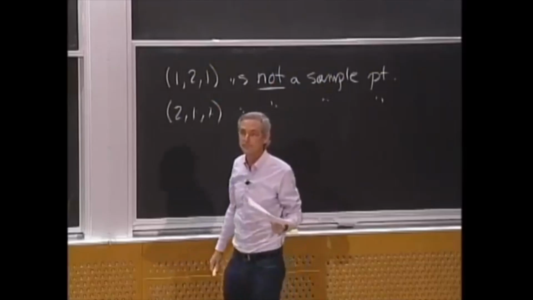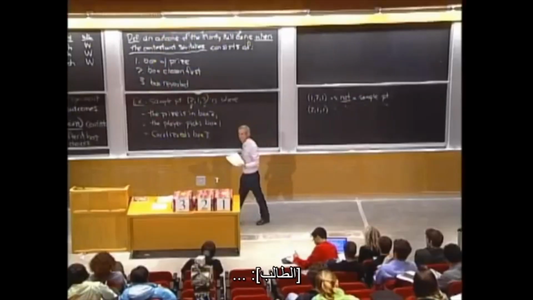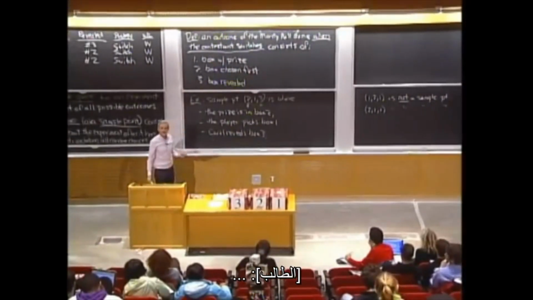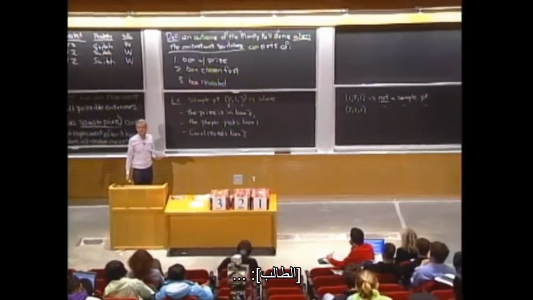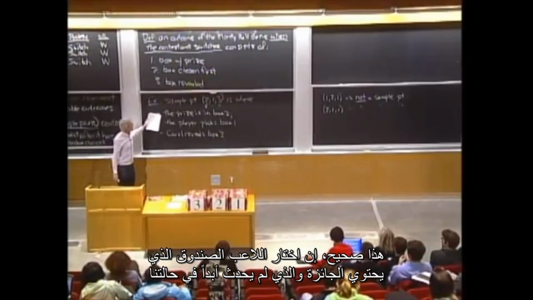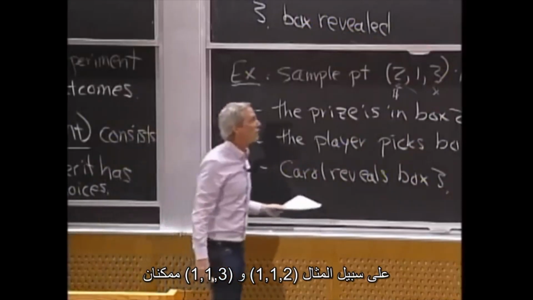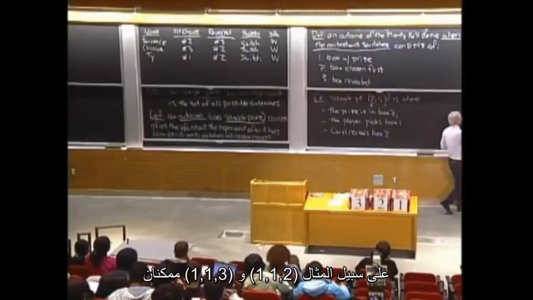Yeah? I think the first 2 pieces of data actually define the third one. Because if the player picked the box with the prize, which never happened in our case, for example, 112 and 113 are both possible.